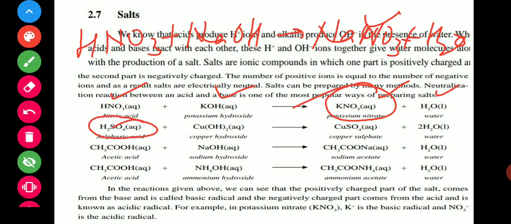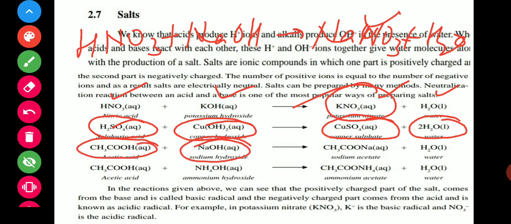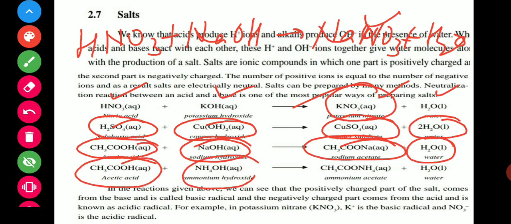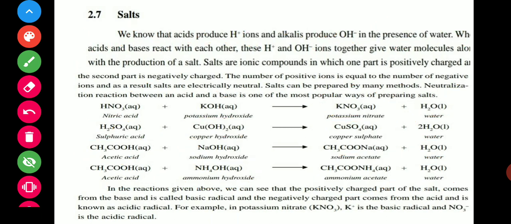This is your sulfuric acid and this is your copper hydroxide. This is a base, and after the reaction it gives copper sulfate, which is a salt, and a water molecule. Similarly, acetic acid reacts with sodium hydroxide, it gives sodium acetate and water. And last, acetic acid reacts with ammonium hydroxide, it gives ammonium acetate and water. So this is the formation of salt. Salts are of many types. We have discussed this.